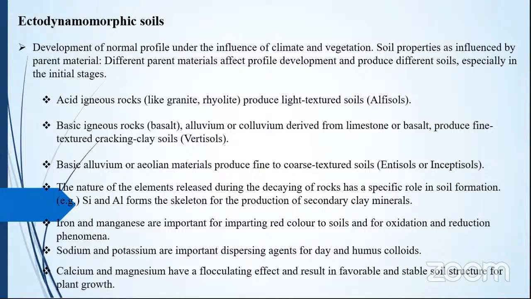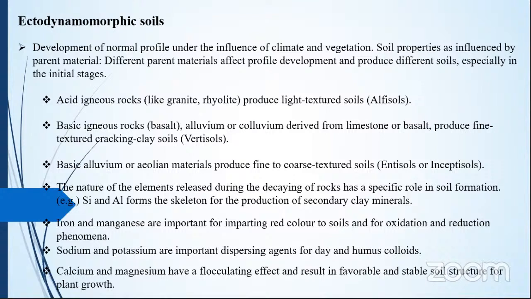The best example I have mentioned here is acid igneous rocks like granite and rhyolite, which produce light textured soils. Here, the parent material influence is very high. For basic igneous rocks like basalt, there will be alluvium or colluvium. Colluvium is nothing but the gravitational influence on soil formation. Remember this word, okay? Derived from limestone or basalt, it produces fine textured, cracking vertisols. In basalt there is a chance of clay soils, and basic alluvial material produces fine to coarse textured soils. So these are the different influences of parent materials, very important.